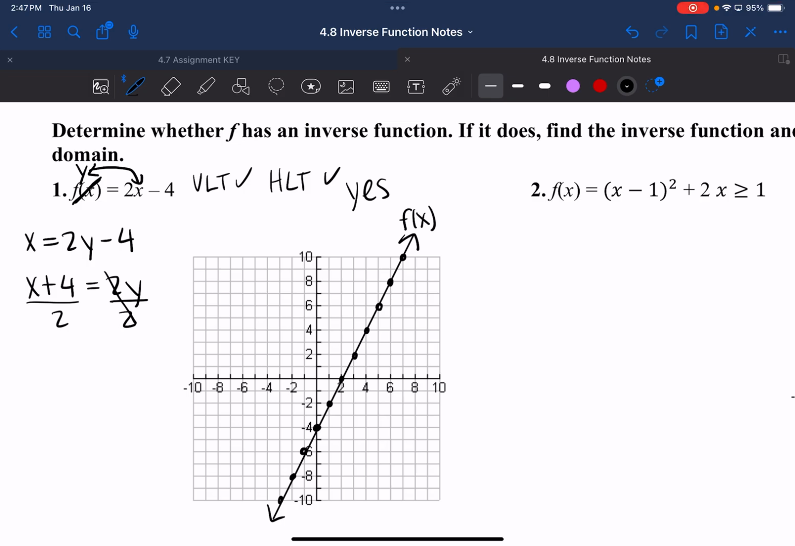It said after you've done that, step number 3 says change out the y for the inverse notation, which is that f with that little negative 1 of x is equal to (x plus 4) over 2.